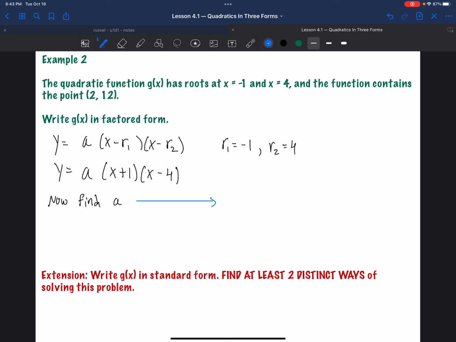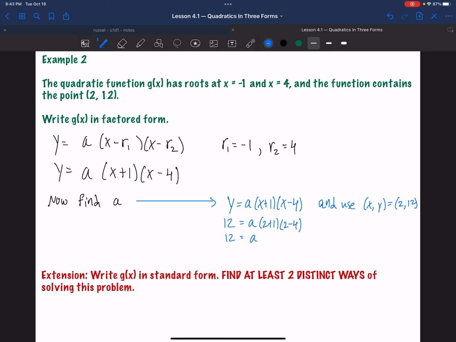Now find a. I'm going to say, why? I'm going to rewrite it. This is just to be real clear. And use x, y equals 2, 12. Sorry, I had a brain fart there. Okay? So y is 12 and x is 2. So 2 plus 1 and 2 minus 4. There we go. That's nice. That's pretty. So let's do some calculations here.